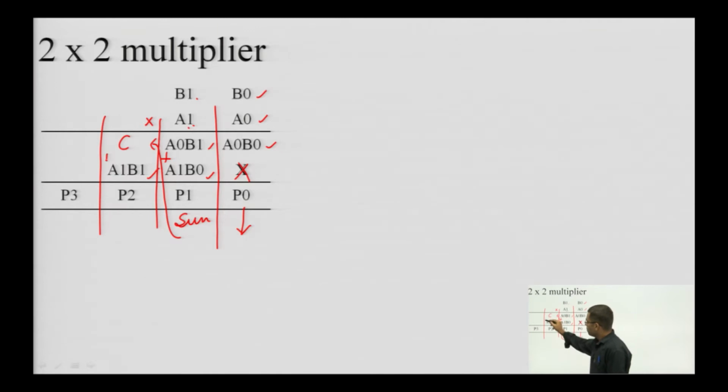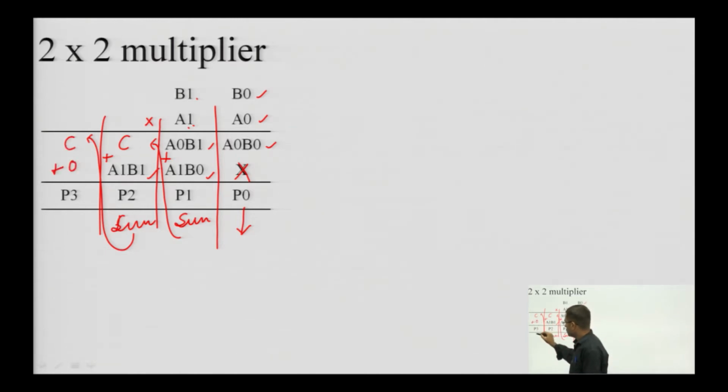This carry plus a 1 b 1, again we will require another half adder to generate the sum, and again a carry might be there, but there is nothing to be added. So, this carry plus 0 will be p 3. So, this is the concept of 2 cross 2 multiplication, and if we want to convert this concept into a circuit, then we have to split our task into 4 parts.